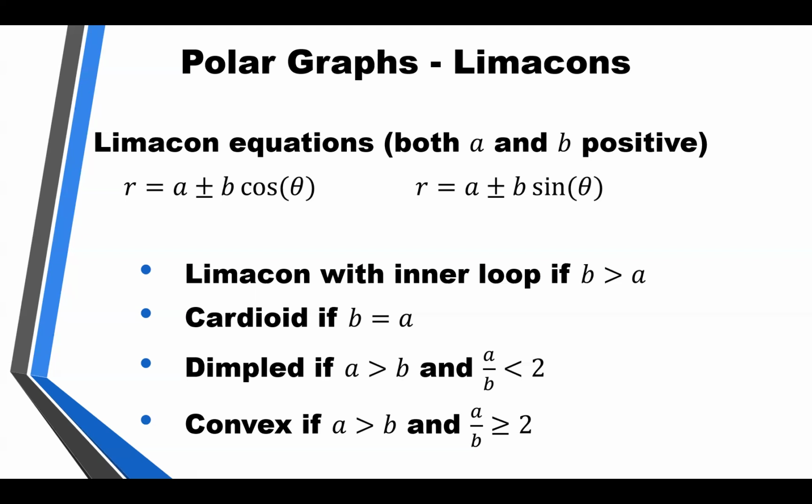So cardioid because it looks like a heart shape. Limaçon because think lima bean, all right? And then obviously, if A is bigger than B, if our constant is bigger than our coefficient, then it could be dimpled or convex. It's convex if the ratio is 2 or more. It's dimpled if that ratio is less than 2. So if A, the constant part, is bigger than B, but the ratio is less than 2, then it's a dimpled limaçon. And if it has ratio bigger than or equal to 2, then it's convex.